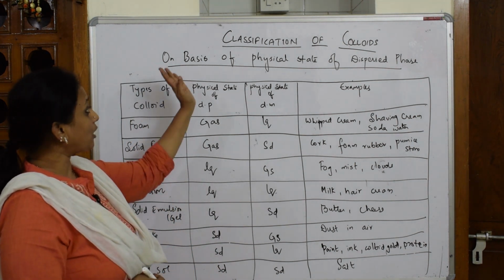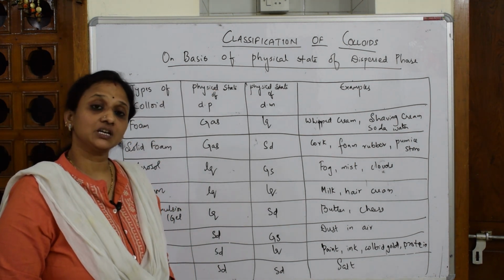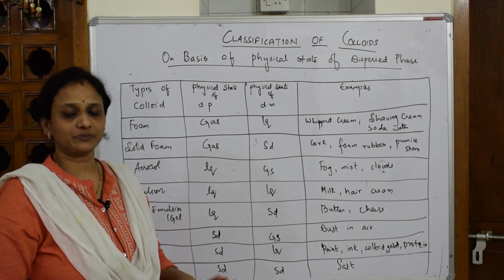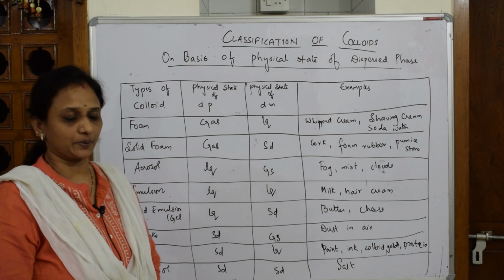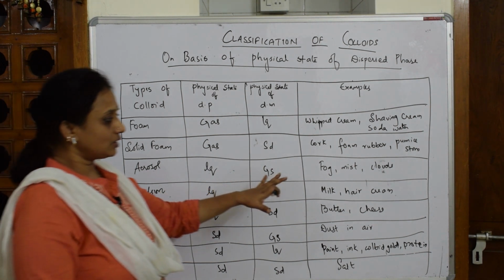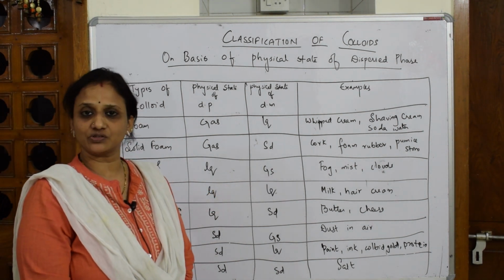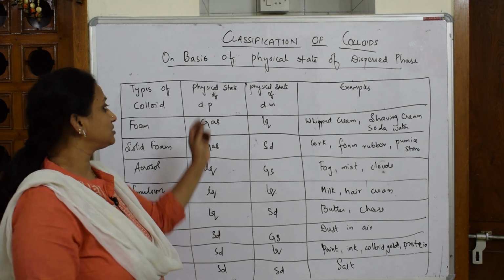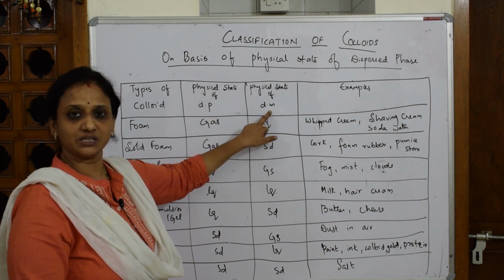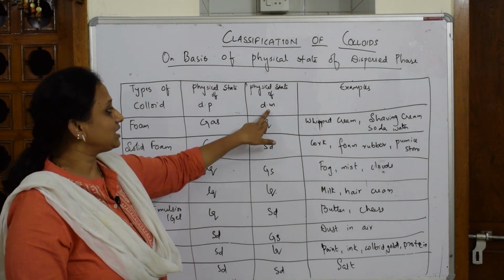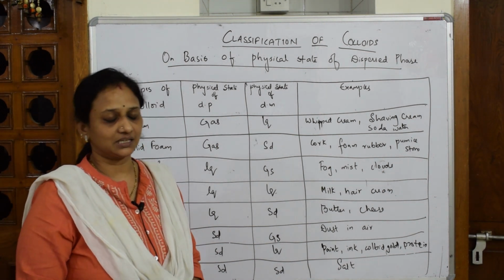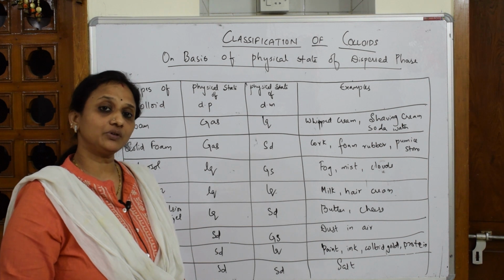But let's see, on the basis of the physical state of the dispersed phase. What type of questions are asked from this table? I'll just give you a summary of the topic. We already know colloid is a heterogeneous system. That means it has both the dispersed phase as well as the dispersion medium. That is why hetero. DP stands for dispersed phase and DM stands for dispersion medium.